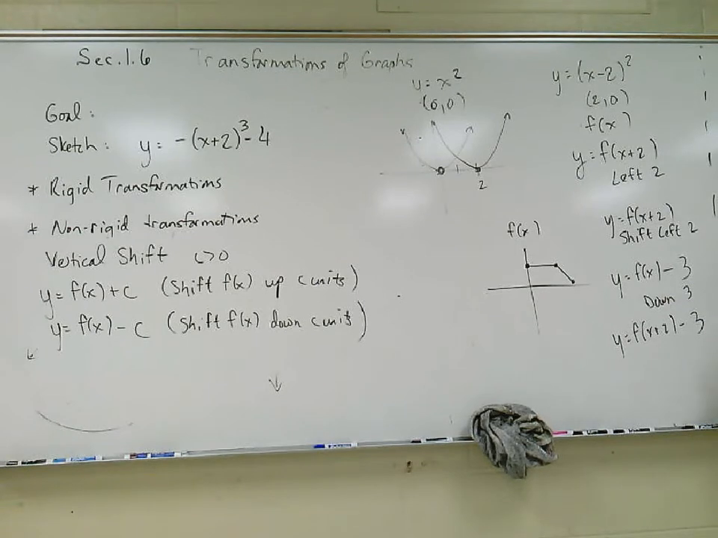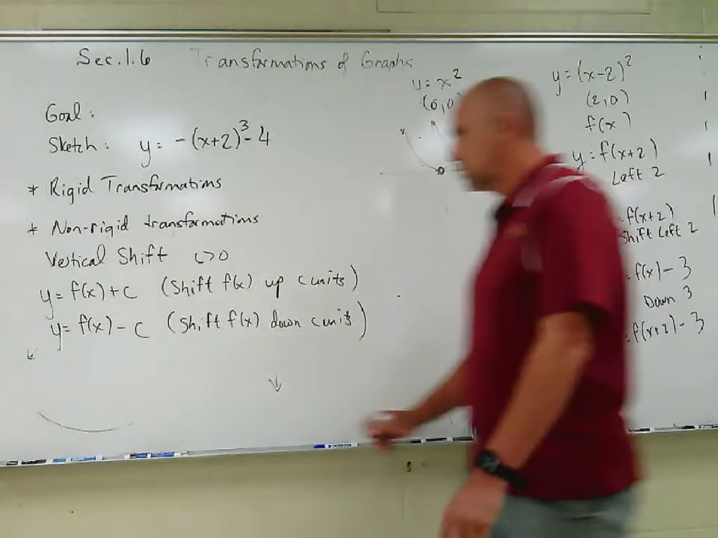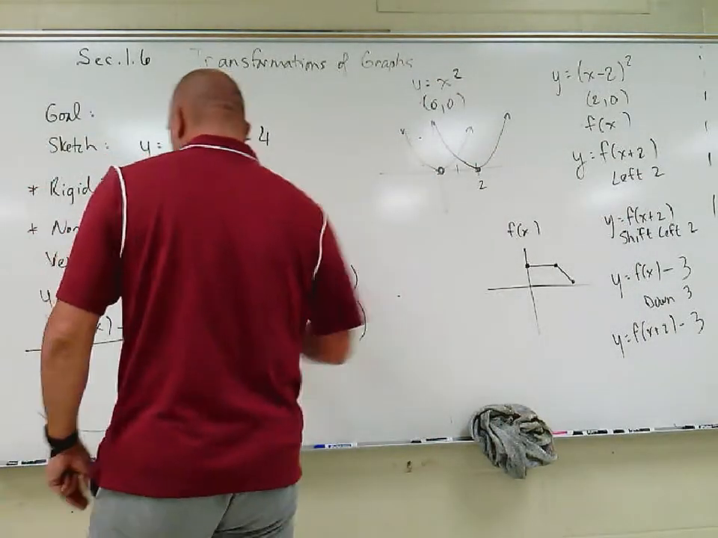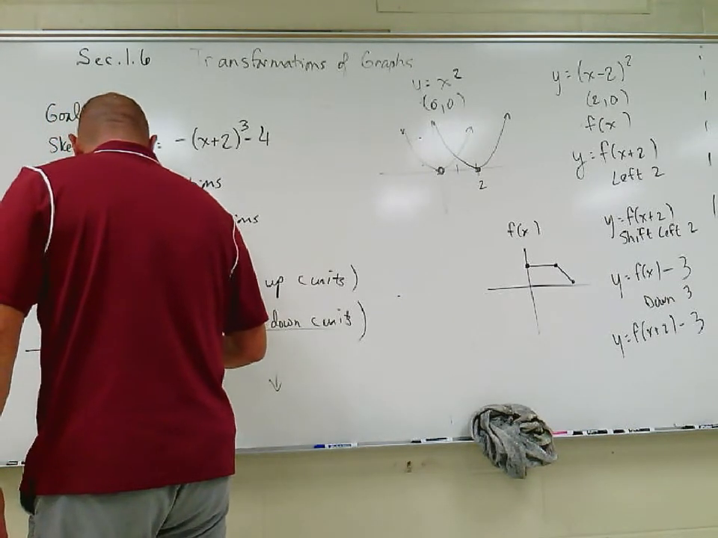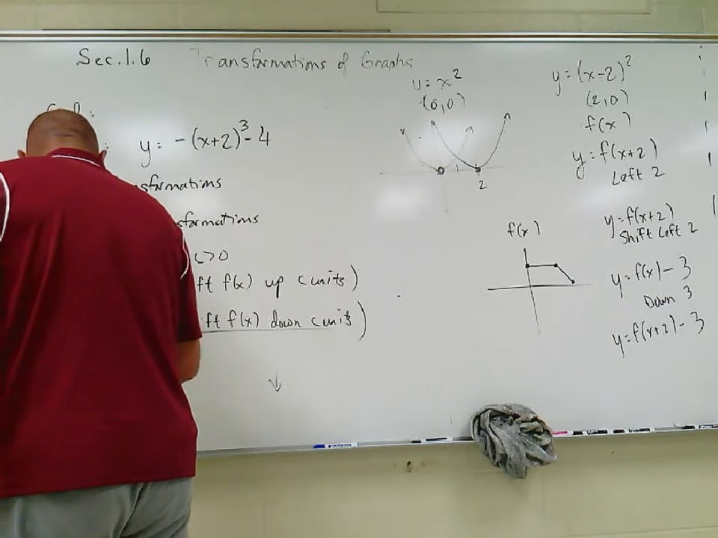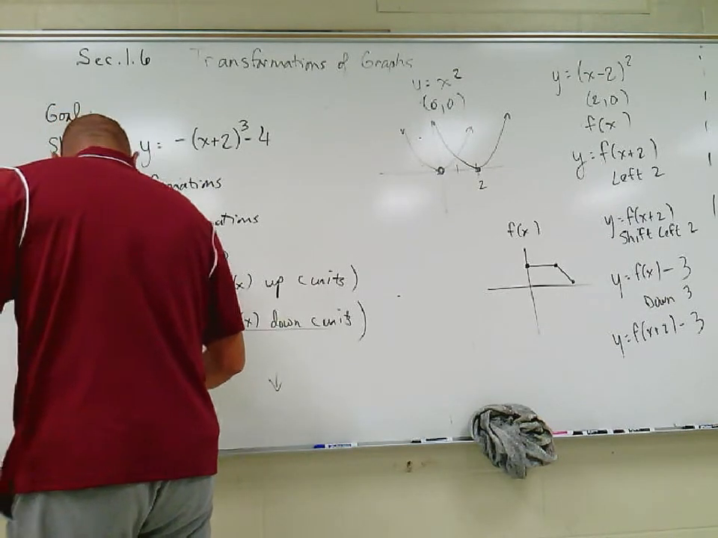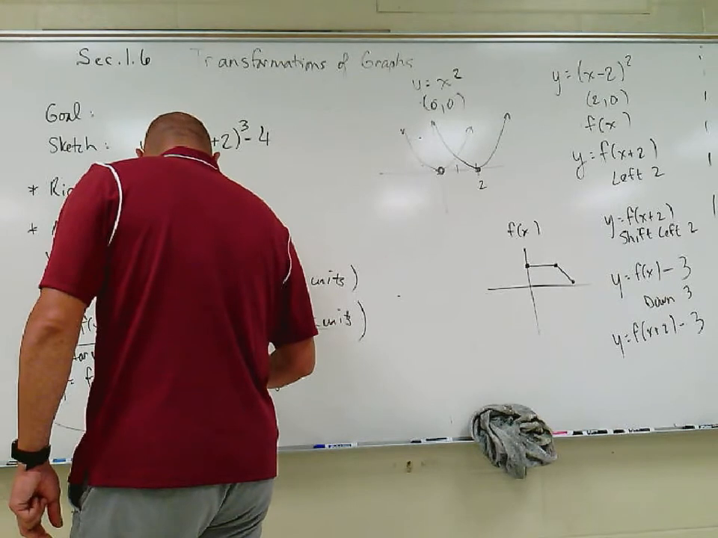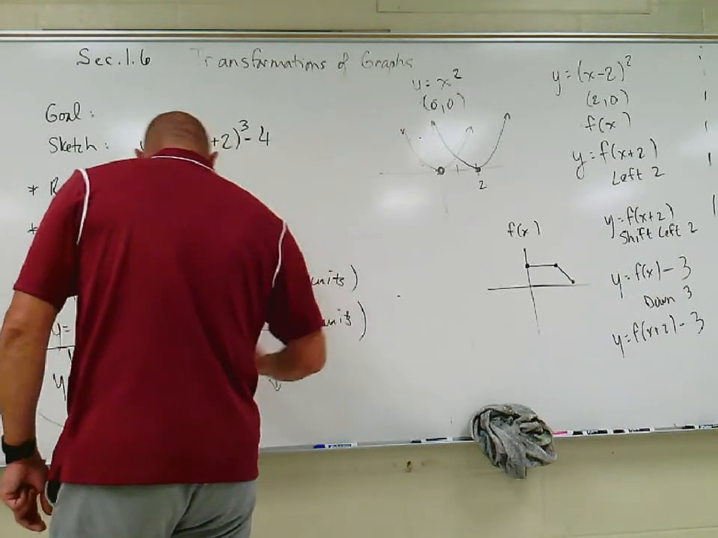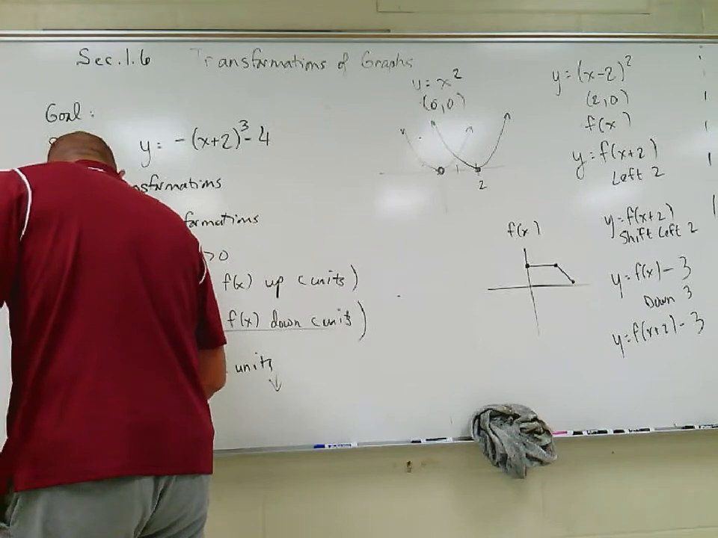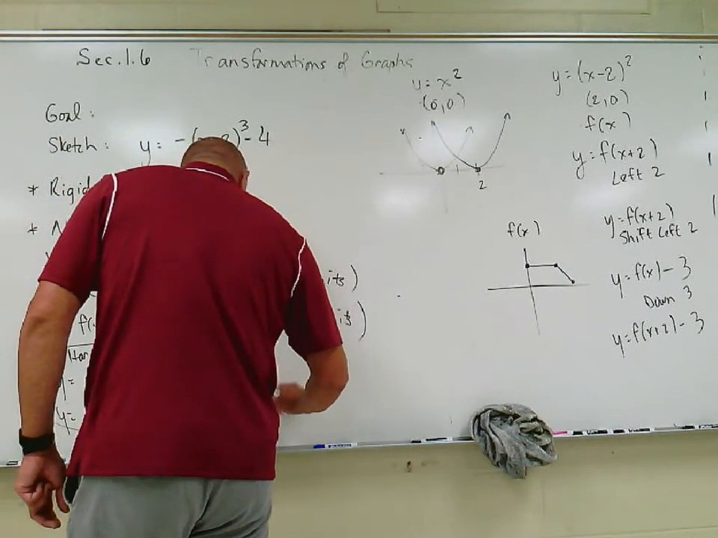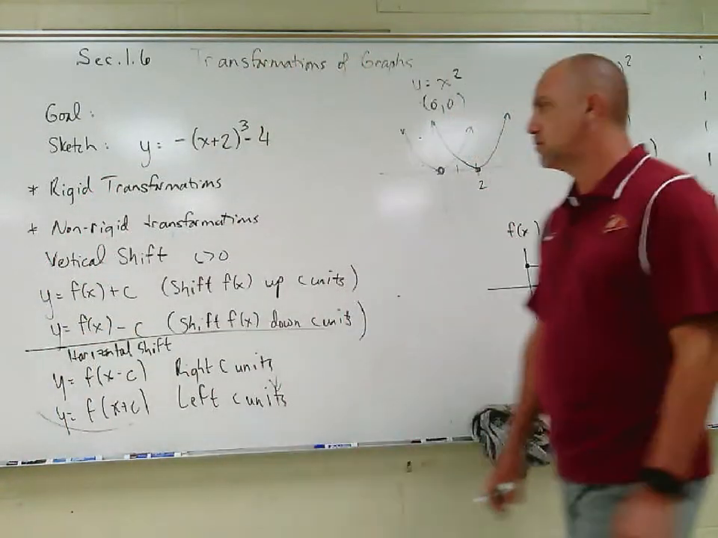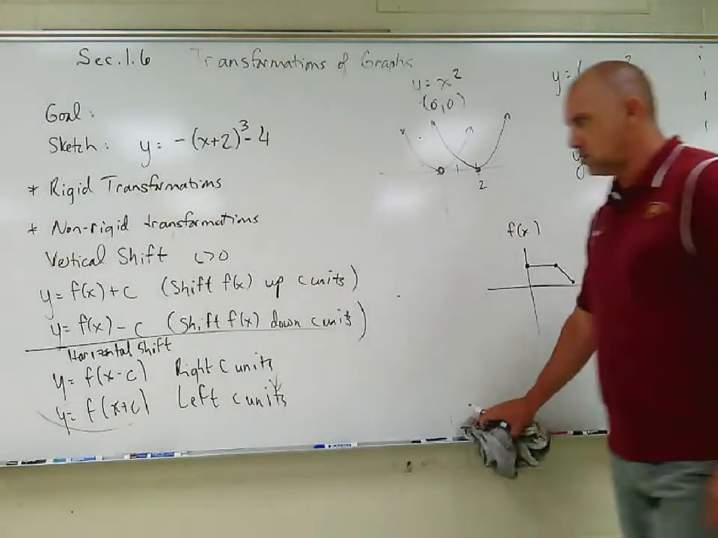So to write horizontal movement, we put it into parentheses, exactly what Elgin said there. So if I want to show a horizontal shift, if we do y equals f of x minus c, that's right c units. And if we do y equals f of x plus c, that's left c units. Okay. All right.